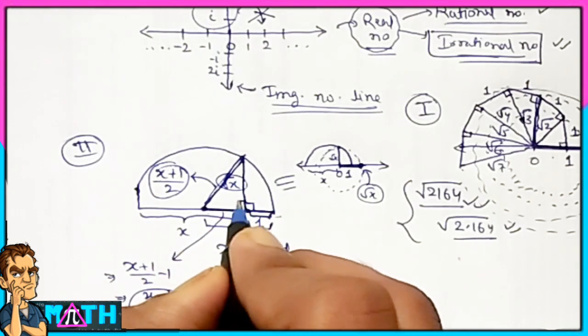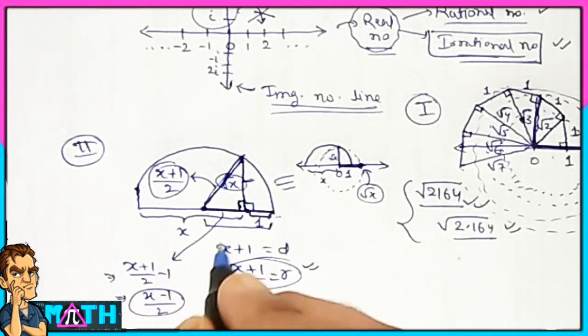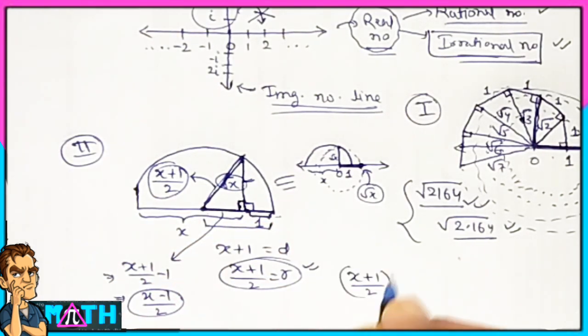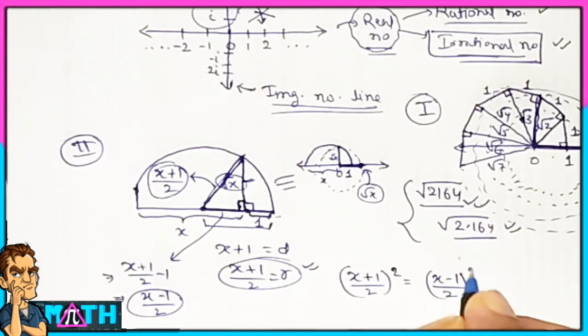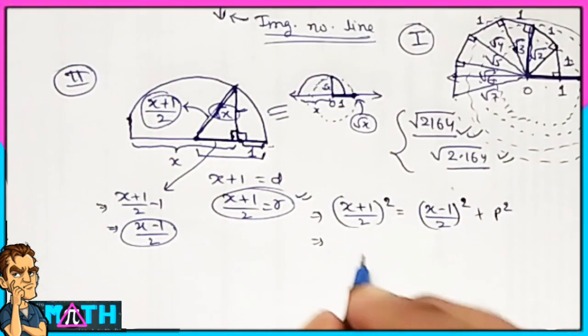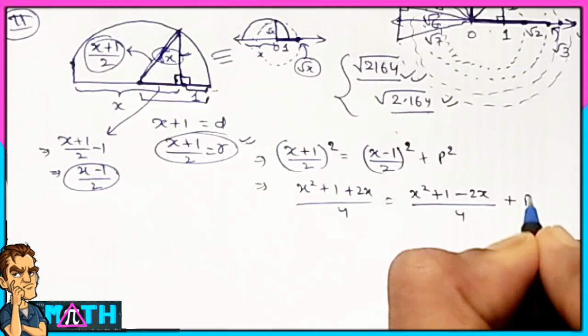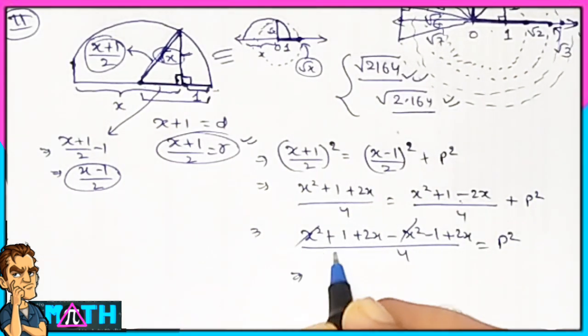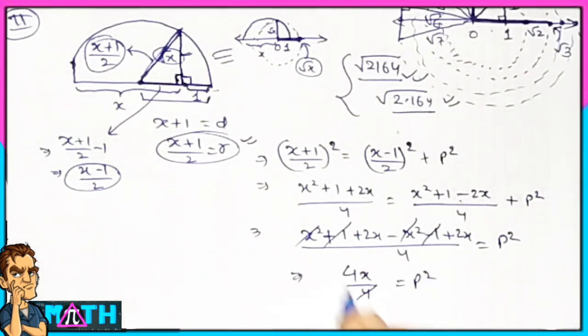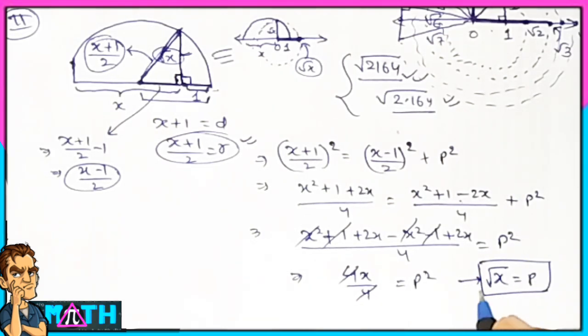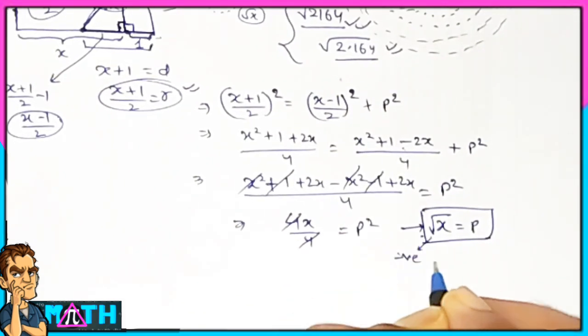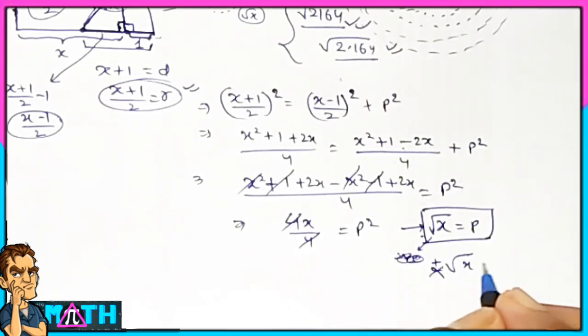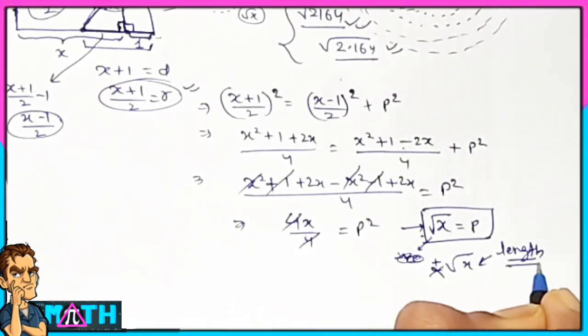We got 2 lengths, so we can calculate the third length from Pythagoras theorem, which is ((x plus 1) by 2) whole square is equal to ((x minus 1) by 2) whole square plus p square. And from here you can calculate that p square is equal to x, and from here I get p is equal to under root of x. You must be thinking why p is not equal to plus minus under root of x, because negative is rejected, because a length can never be negative.